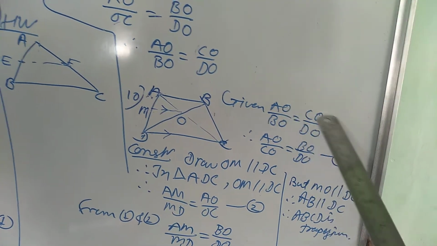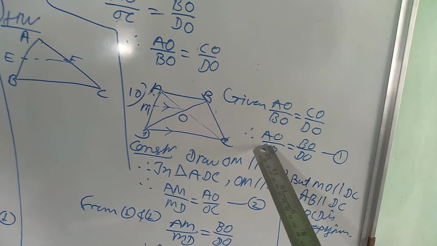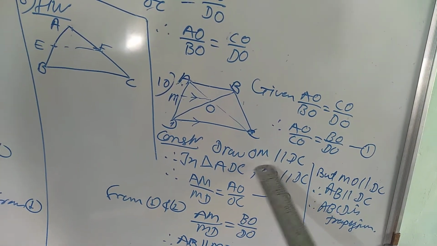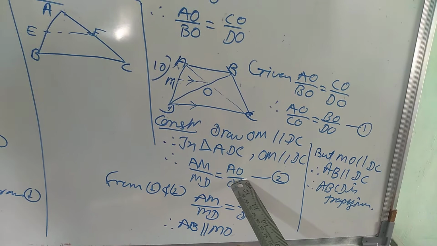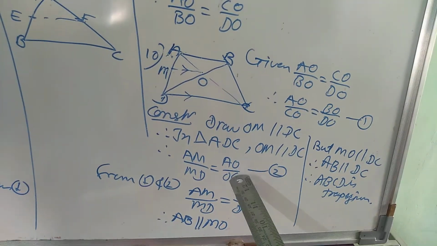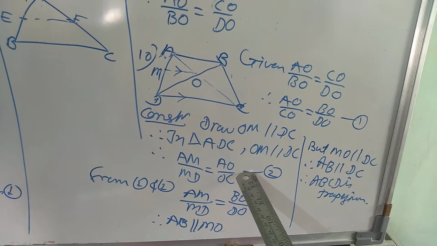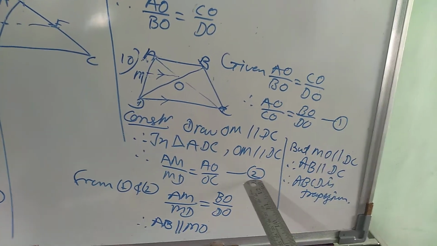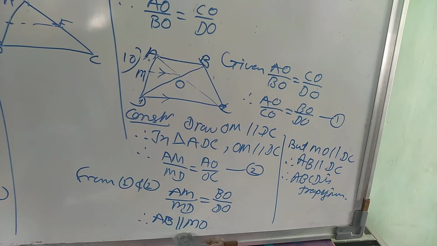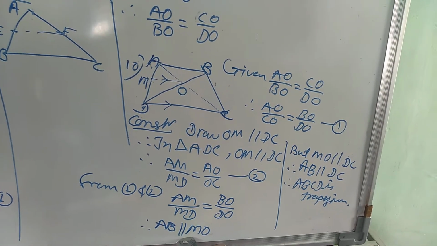The ratio is given here. This ratio is given, so we have just interchanged as in the previous case, and we have done this construction. After the construction, you have to consider the triangle. If you consider this triangle, what will you get? You will get this ratio. Now from the first and second equations, you can write down this, which will give you that AB is parallel to MD.